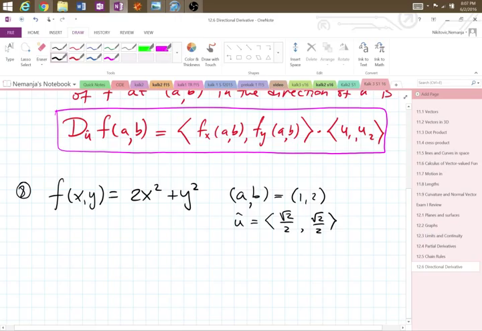No splitting. You have a function. What's the partial derivative in respect to x? Compute that at 1, 2. Since only x is in there, compute it, it is 4. Separate line. Compute the partial derivative in respect to y. Compute that at 2, you get 4. So the first vector is 4, 4. Dot 4, 4 with root 2 over 2, root 2 over 2.